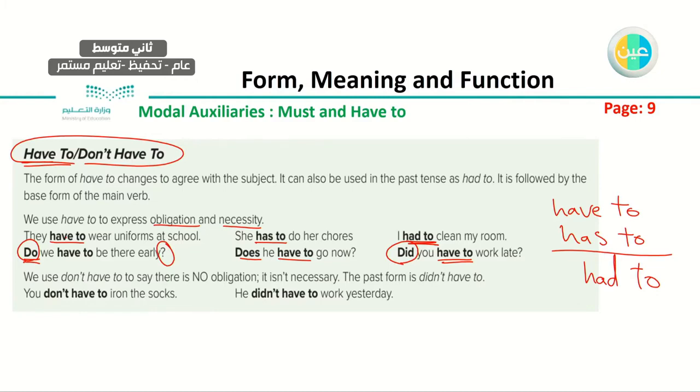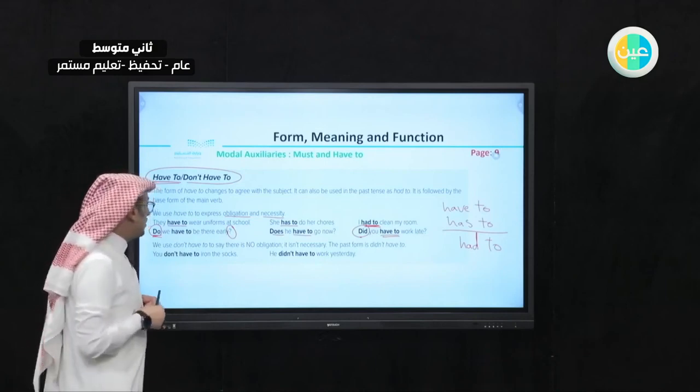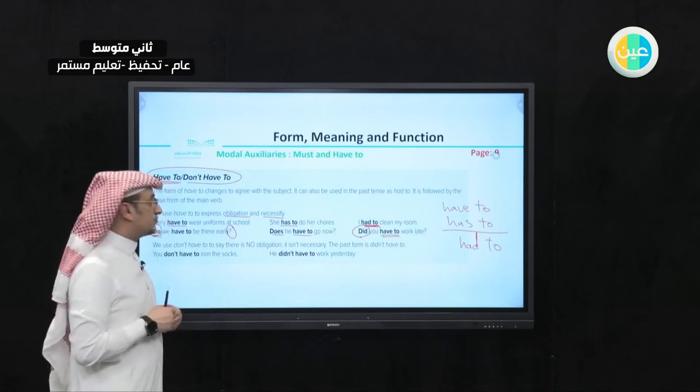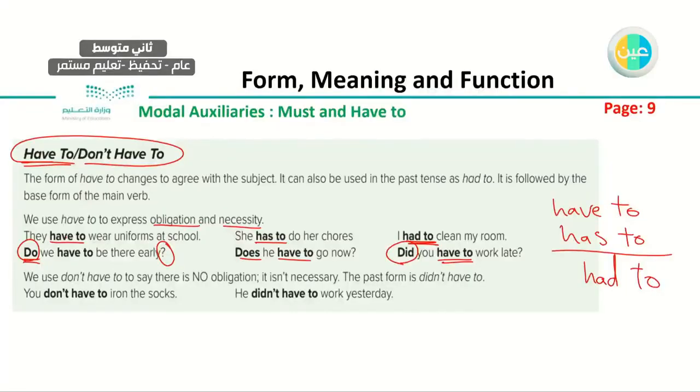Good. Now, the last idea of using have to: we use don't have to to say there is no obligation. It's not necessary, okay? So when we use the negative form here, it means that it's not necessary. You have a choice. Also in the past form we use didn't. Look at these examples. You don't have to iron the socks. You didn't have to work yesterday. Didn't is in the past form, and have to is in the base form.